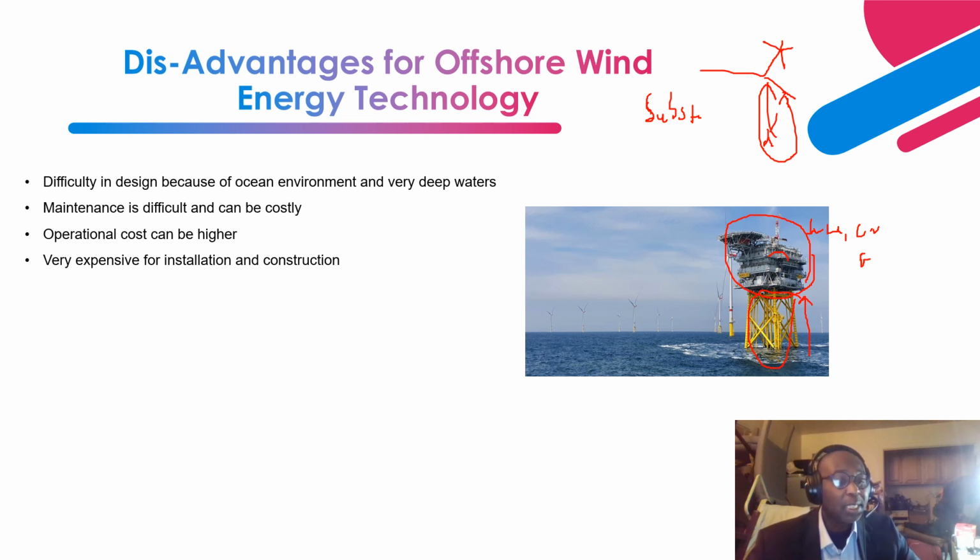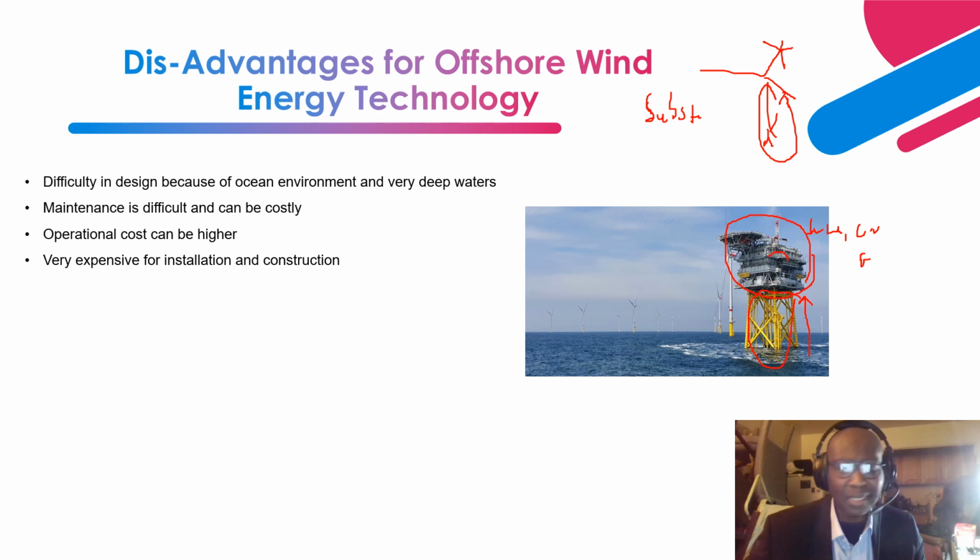Next, the first one is the difficulty in the design because of the ocean environment. As you can see, the ocean has a very harsh climate, right? Some of the waves can be as tall as a skyscraper. So think about it. That is why feasibility studies are done. Even if you do the feasibility to determine the amount of ocean waves in that area, there's a whole lot of natural disasters that can occur, right? Hurricanes, tsunamis, and all those things.